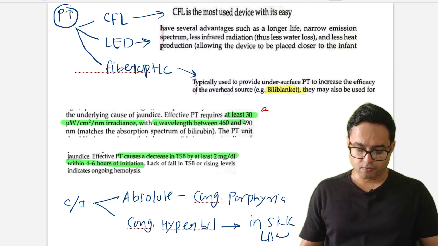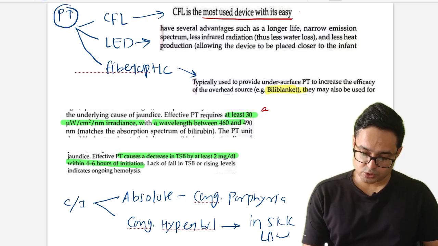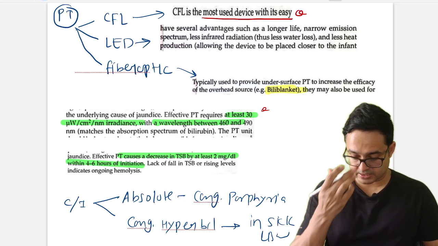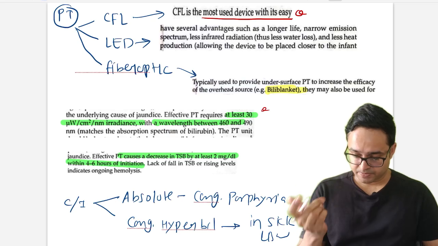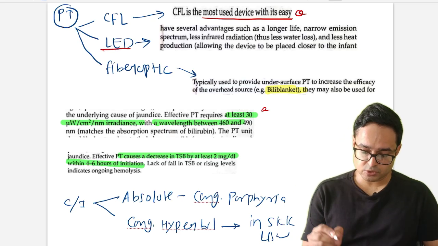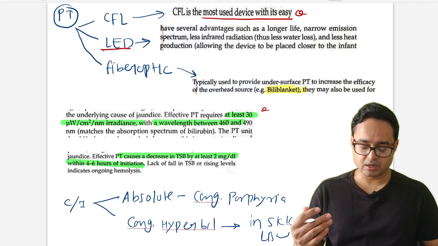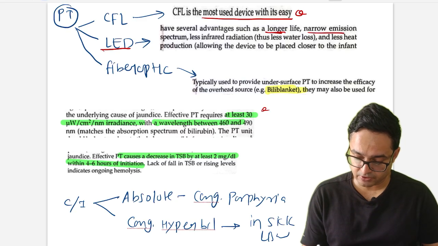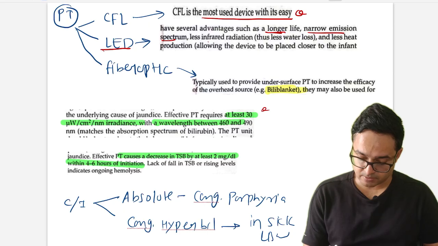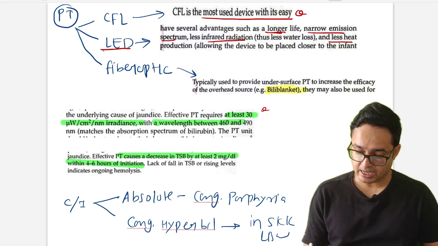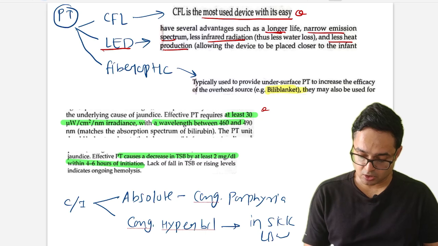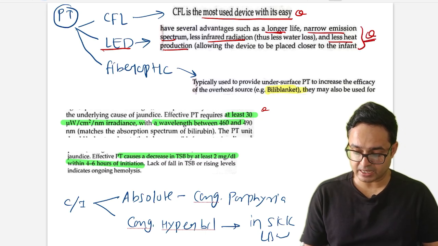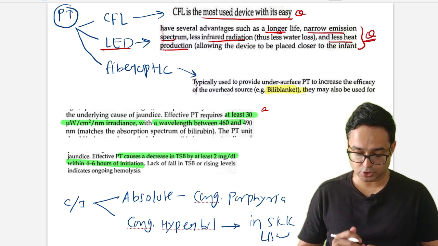Going forward, phototherapy. CFL is the most commonly used device because it is easy. Again, a question: LED is what we generally use most nowadays. What are the LED advantages? It has longer life, narrow emission spectrum, less infrared radiation, so less water loss and less heat production. These are some advantages that can be asked as statement-based questions.